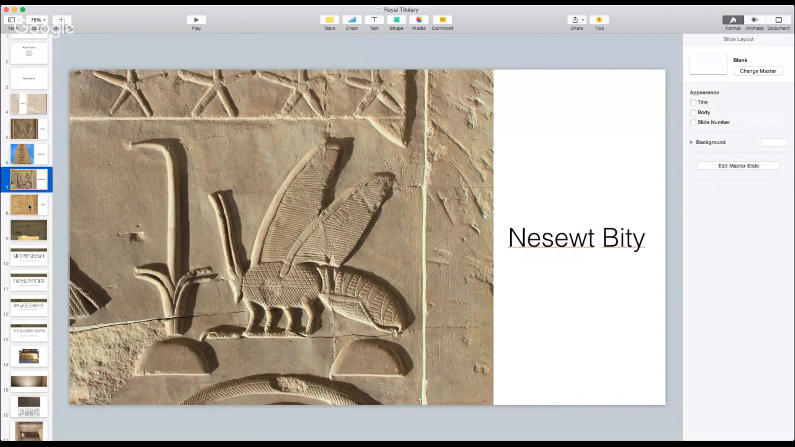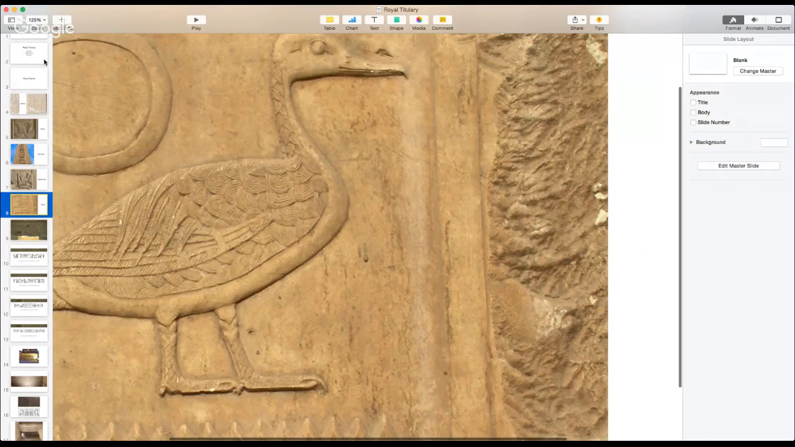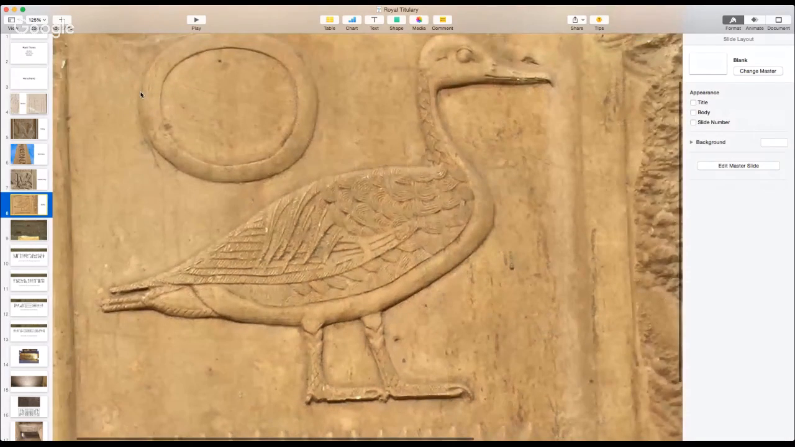Next, we have the family name, which is called Sa-Ra. It's preceded by the phrase Sa-Ra, which means son of Ra. And so this is how it looks. And again, look at the detail. This one, let me blow this one up. Let me see if I can increase it. Yeah. Just look at that detail.